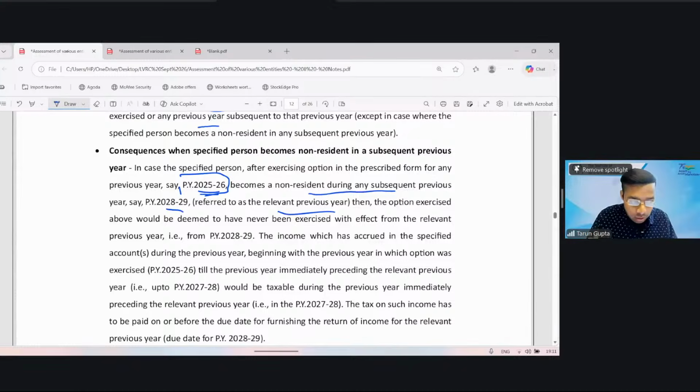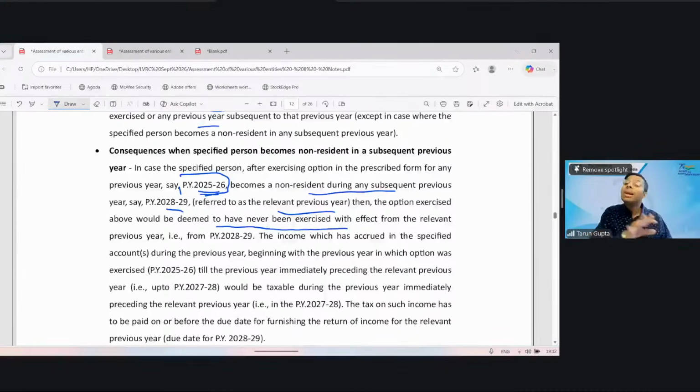Then the option exercised above will be deemed to have never been exercised. We will deem that we have never exercised this option. So by this deeming fiction, what happens? The income for these 3 years, 25-26, 26-27, 27-28, should have been taxed on accrual basis. Why? Because you were resident in these years in India and income was accruing to your account outside India. So in case of a resident, global income is taxable. So this income would have been taxable in India had you not opted for Section 89A. So we deem that you have not exercised this option.